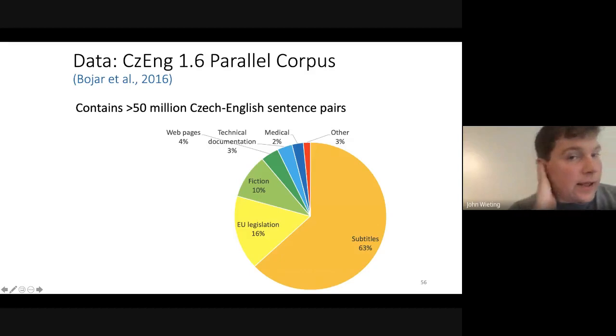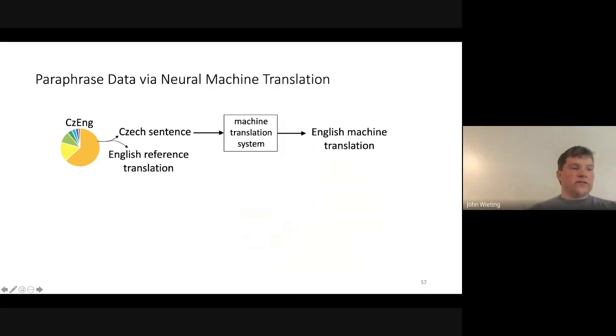So we settled on structures of parallel data. We picked a parallel corpus called CzEng. We liked it because it's huge and it also contains data from a variety of domains, even including medical or fiction. It's mostly EU legislation and subtitles, but it does contain some more niche domains. And then the question is, how can we create a paraphrase database from this?